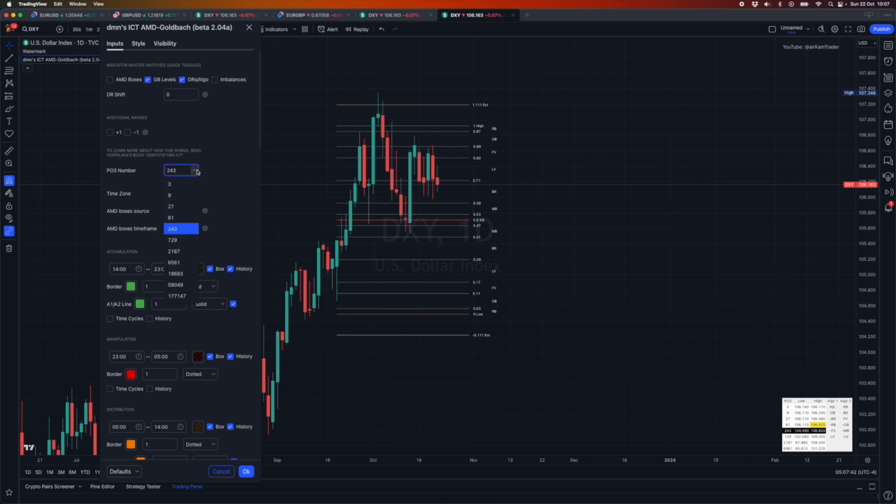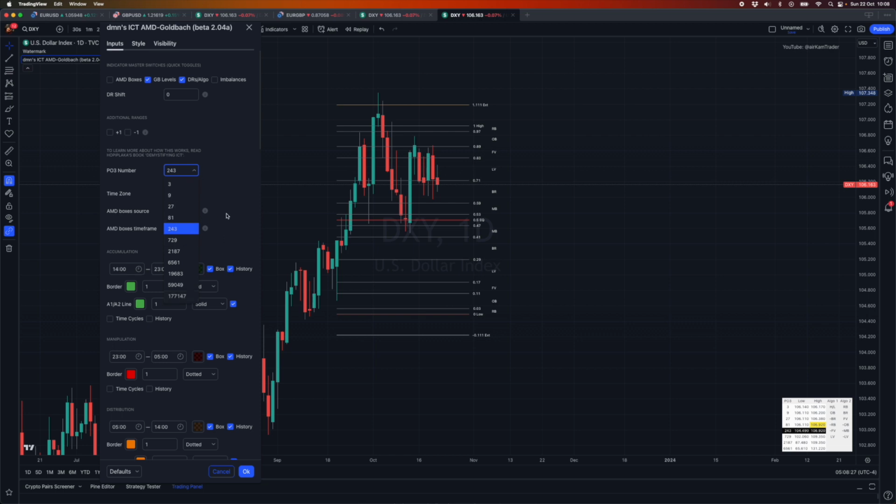Now you can ask for different ranges, all the way from the 177,147, which I talk about in a video on Bitcoin, all the way down to the 3. I primarily use 2187, 243 for Forex. For the higher time frame stuff, I occasionally use 729. For Bitcoin, I scalp on the 243, but I really like the 2187 for intraday trades. And for longer time frame stuff, I like the 6561, and for the complete picture, it's the 177,147.